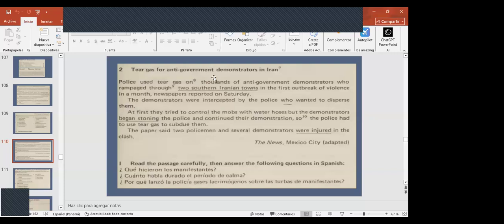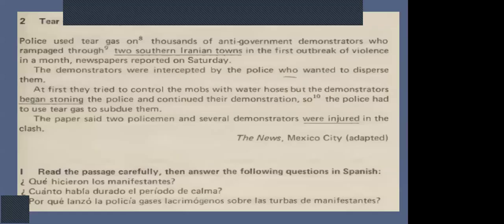So it's like tear gas for anti-government demonstrators in Iran. Gases lacrimógenos contra manifestantes antigubernamentales en Irán. Mhm. Would you say "in Iran" or "Iraníes"? No, sería en Irán. It's the place. Okay.